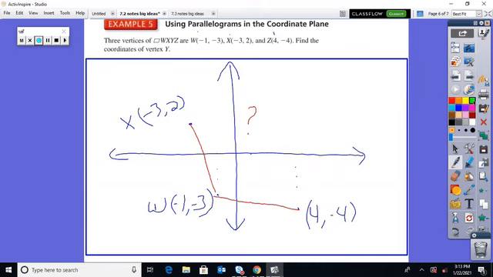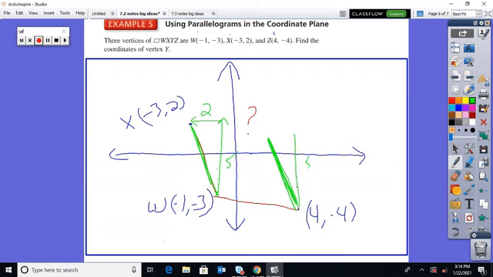So now the properties tell us that the opposite sides are parallel, so it'd have to have the same slope. So however I got from here to here, I can just replicate that on this side, and that'll tell me where to end up. So how did I go from W to X? Well, I went up from -3 to +2, so that's 5. And then I went to the left from -1 to -3, so that's a shift of 2. So just do the same thing here.